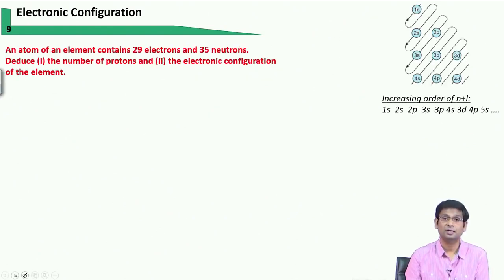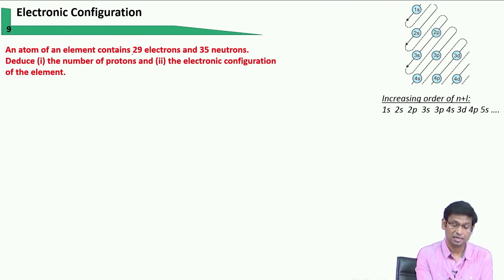Now, after learning about these orbitals, we started to learn how we can arrange these electrons in different orbitals. So, this question concerns that. It says that an atom of an element contains 29 electrons and 35 neutrons. So, this shows that this is not an ion, this is an atom. So, therefore, the number of electrons is equal to the number of protons. It asks to deduce the number of protons. So, we already know that if it is an atom and not an ion, it has 29 electrons. So, therefore, the number of protons is going to be 29.